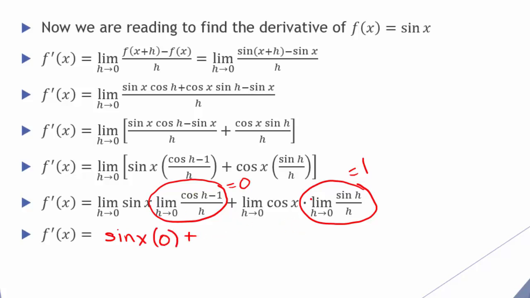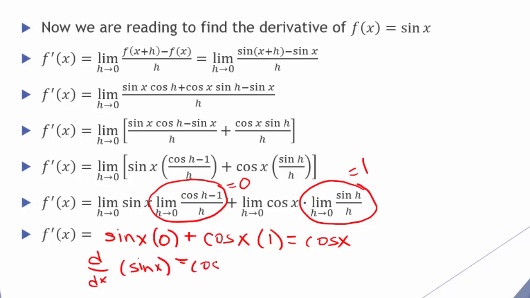plus the same thing happens for this limit. The limit as h approaches 0 of cosine x, there's no h in cosine x. So as far as that limit is concerned, cosine x is a constant, and that's going to be multiplied times 1. We'll notice this is sine x times 0, which is 0, so in the end we end up with cosine x. So the moral of the story is that when you take the derivative with respect to x of sine x, you do in fact get cosine x.